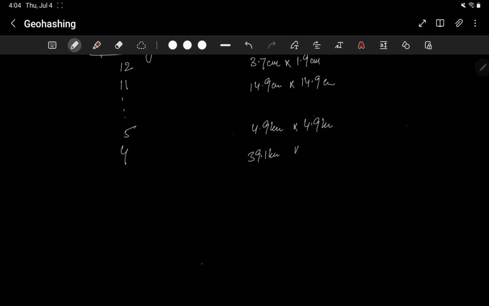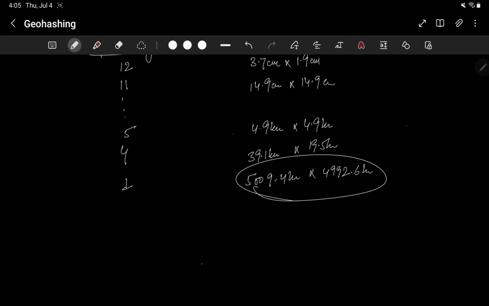Similarly, if we go deeper, we will see that for length 4 it is 39.1 kilometer times 19.5 kilometer. Similarly, for length 1 it is 5009.4 kilometer times 4992.6 kilometer. Okay, so this is the area it covers, right? For one, it means if we just take one character of geohash, let's say for the US, or for California it is, for example, C.